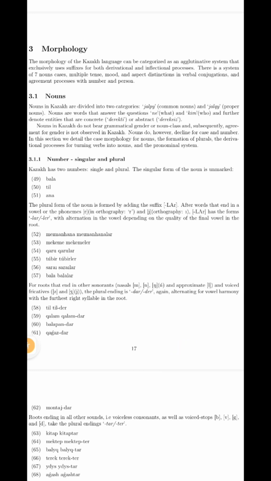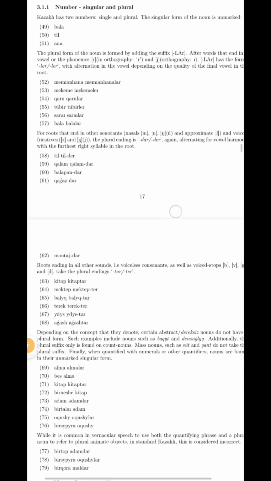meymanxana, meymanxanalar, restaurants. Mekeme, mekemeler, organizations. Қару, қарулар. Түбір, түбірлер. Түбір means roots. Saray, sarайлар. Saray, how to say, I've forgotten in English. And bala, child, and balalar, children.